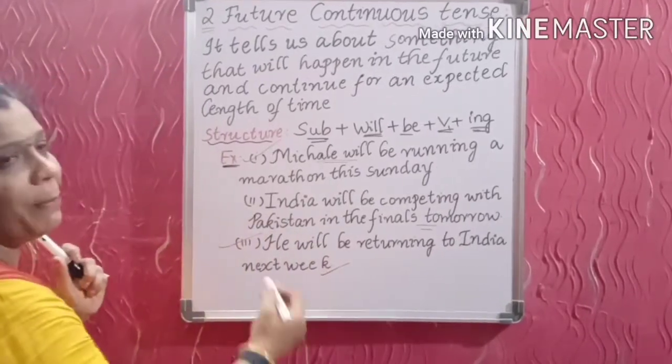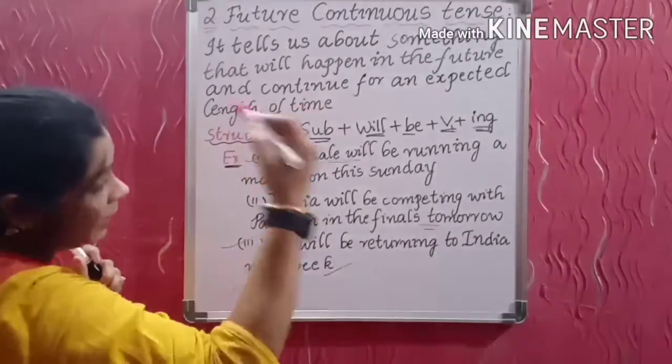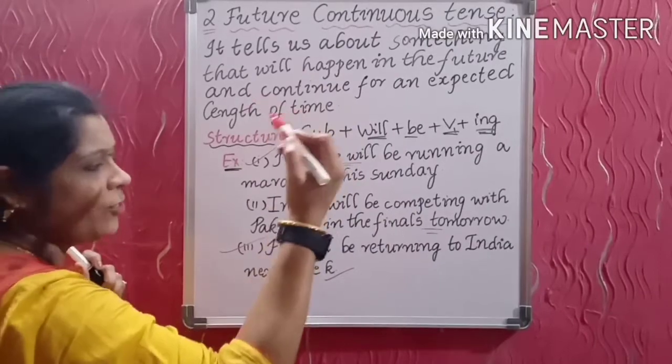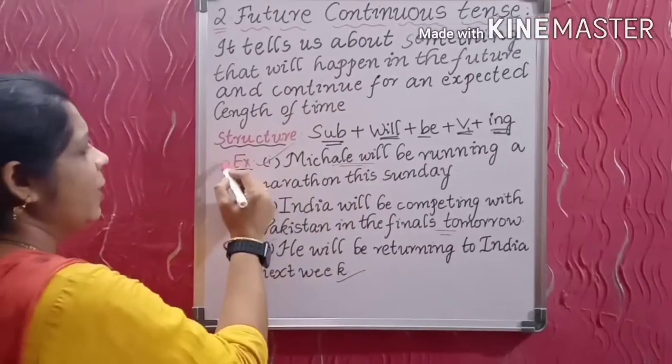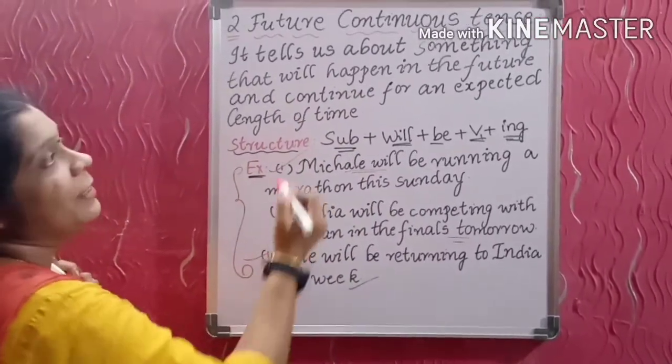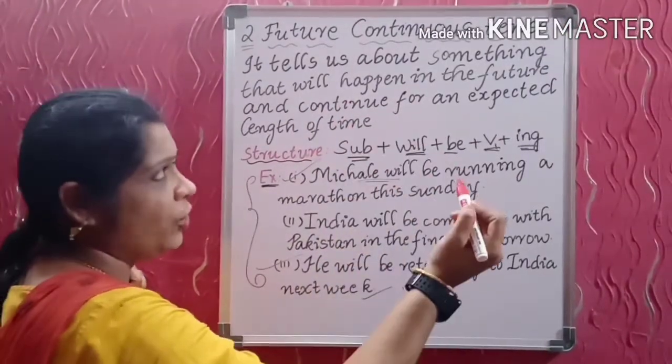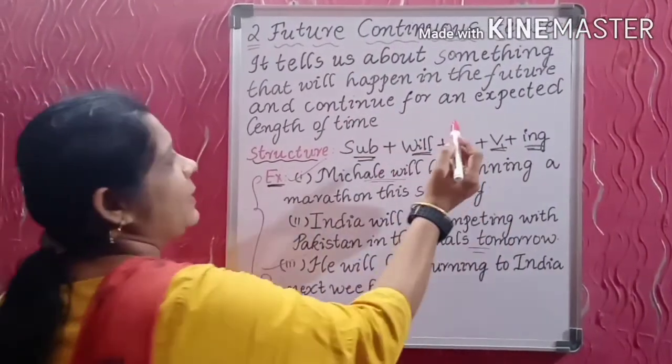Third one, he will be returning to India next week. So some action will take place in the future. He will be coming next week from US to India. So these come under future continuous tense. Some actions will start in the future and continue for an expected length of time.